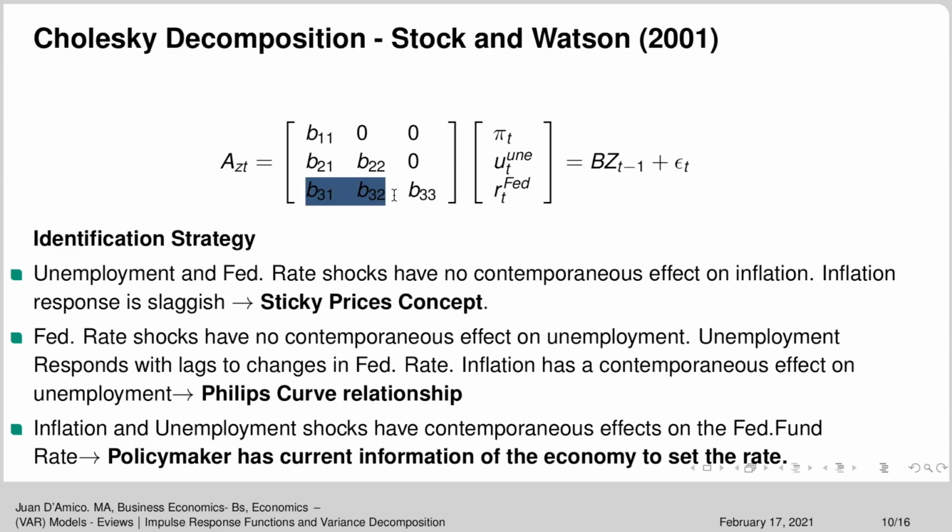And finally, we have that inflation and unemployment shocks have a contemporaneous effect on the Fed funds rate. As we can see, there are no restrictions, there are no zeros in this row. So that means that the policymaker has current information of the economy to set the rate. This means that if unemployment or inflation changes, the Fed rate will respond in a contemporaneous way.